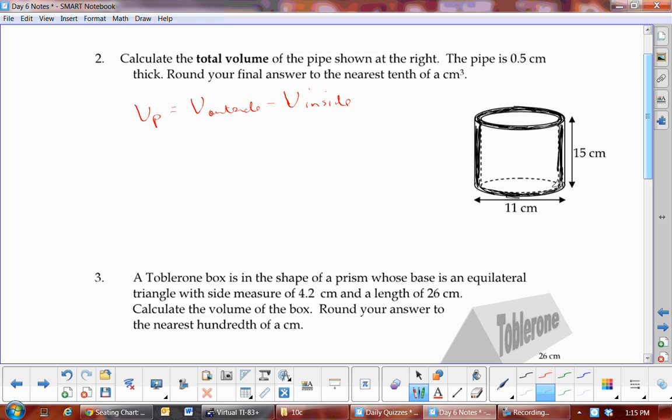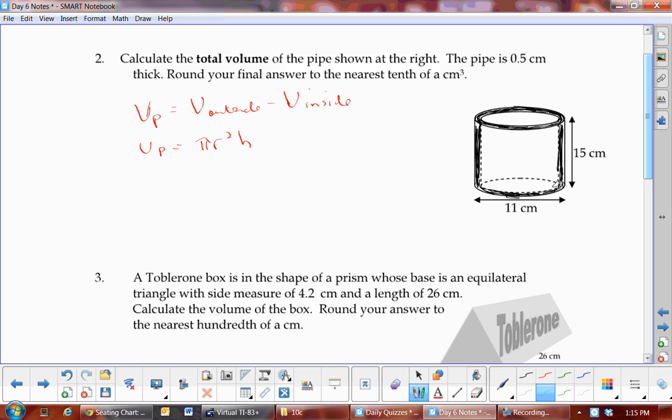See, this is like a general formula. That's not going to get me the answer. Now, the volume of the pipe would equal... Now, the volume of the outside, what would be your formula? What's the formula for the volume of that solid stick pipe? Okay, what would be the formula? Mm-hmm. It's pi r squared height.